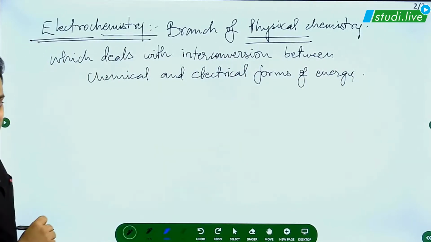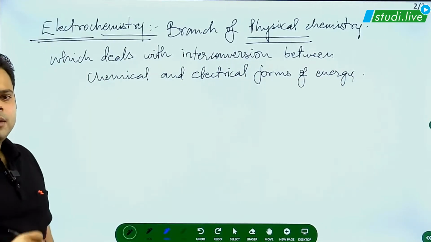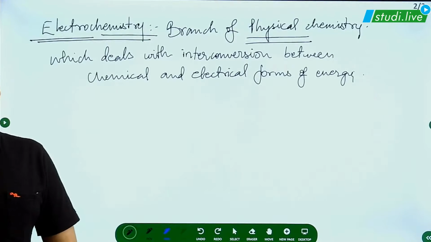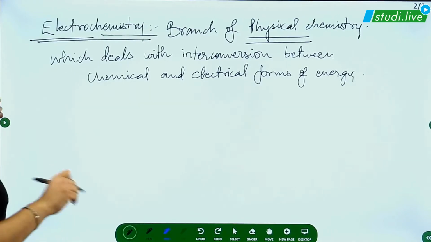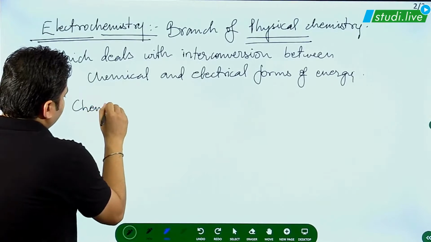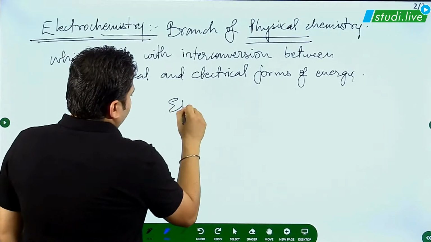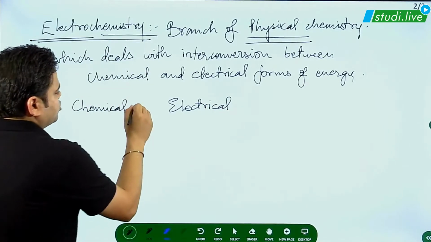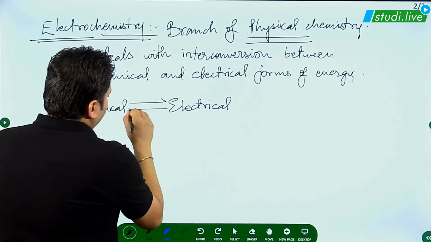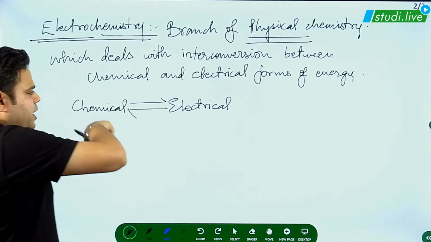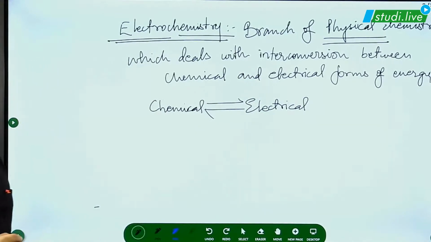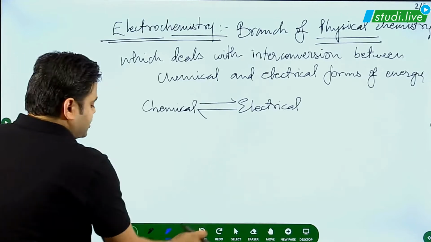So this is the basic meaning of this term electrochemistry, a branch of physical chemistry which deals with the interconversion between chemical and electrical forms of energy. Now, students, remember that whenever chemical changes into electrical, here we are talking about interconversion. So it can go like this, or it can come the other way around. Either we can go from chemical into electrical or from electrical into chemical. Now, where do we notice these kinds of changes taking place?